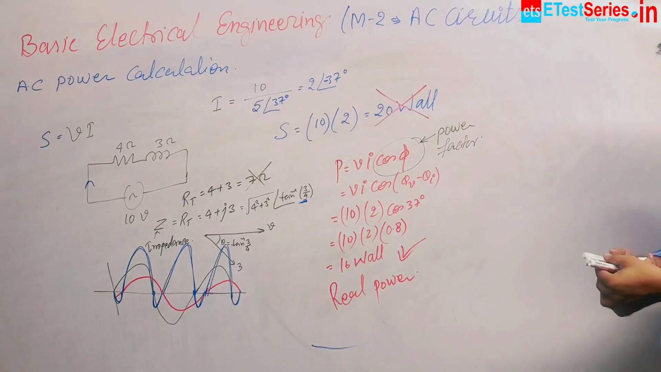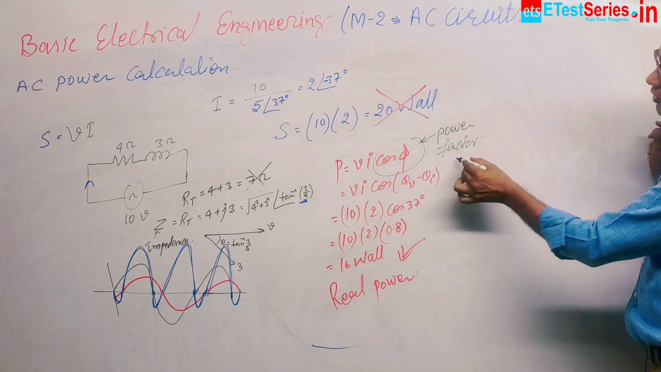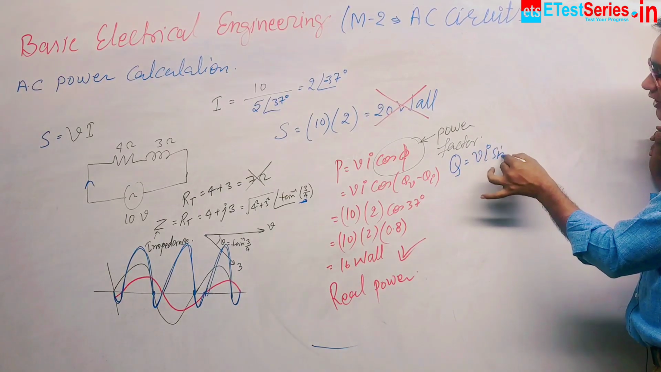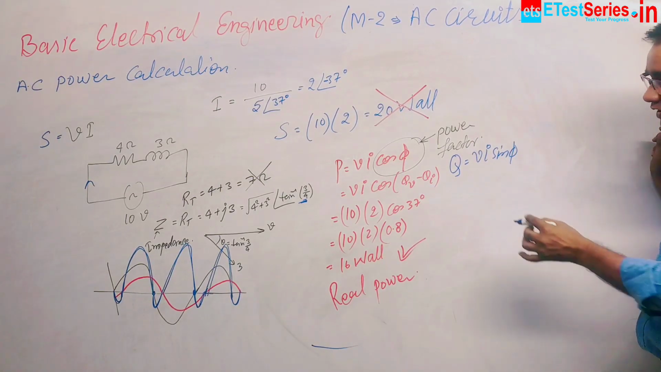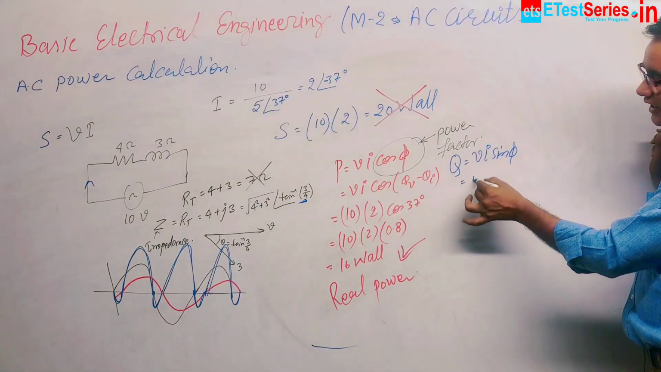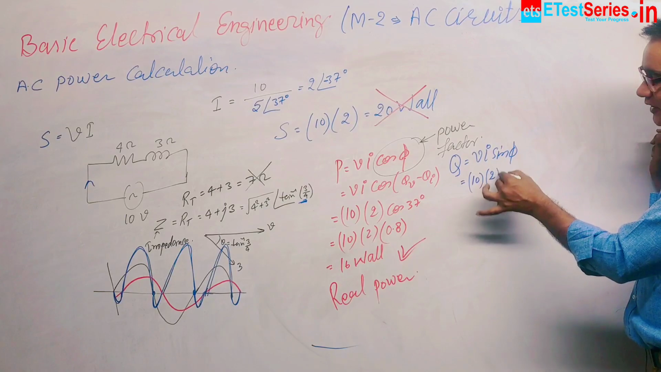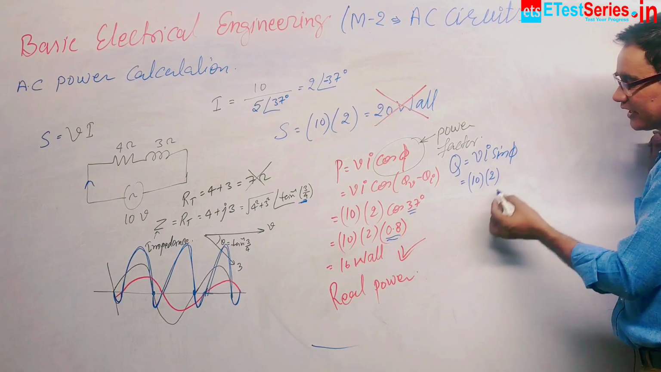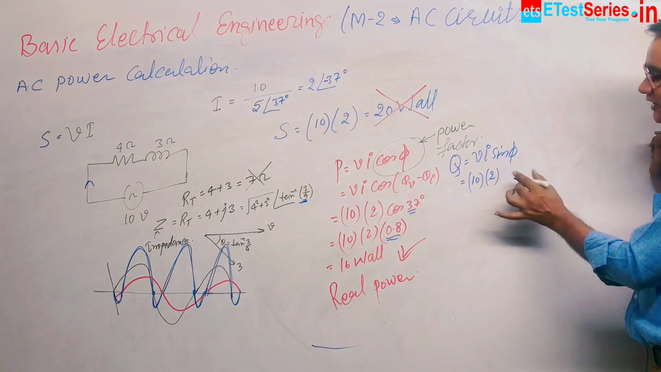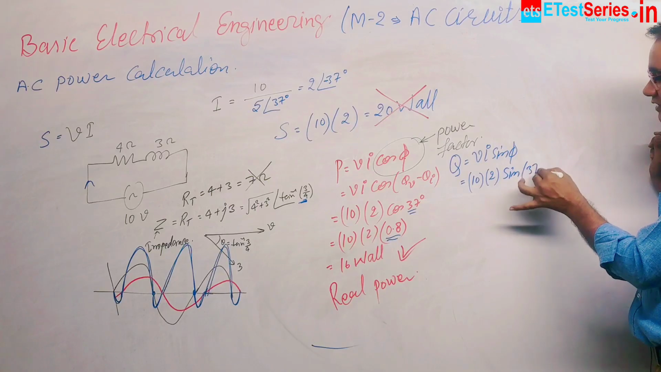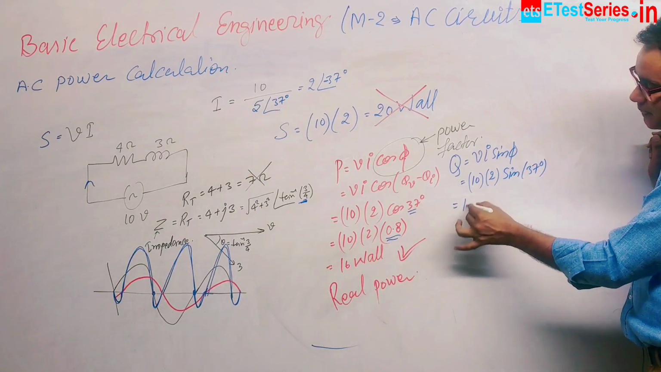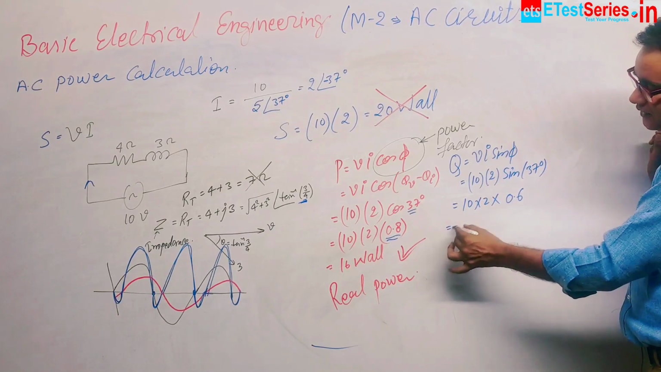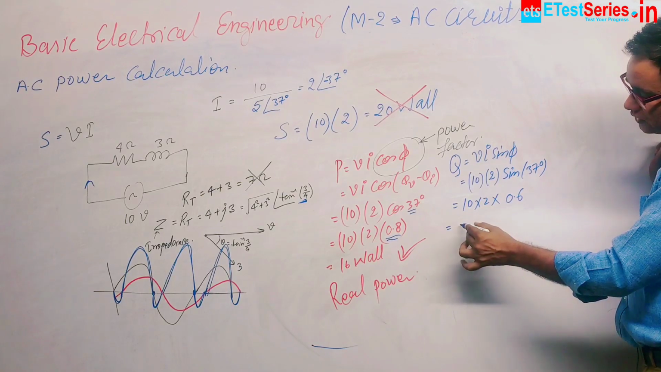We also calculate power with the help of one more formula, that is the Q power, which is V into I into sine of phi. That is also a formula. So here the voltage is 10 volt, the current is 2 ampere, and the cos is 0.8. For the same angle, sine 37 degrees gives 0.6. So here this comes out to 12.